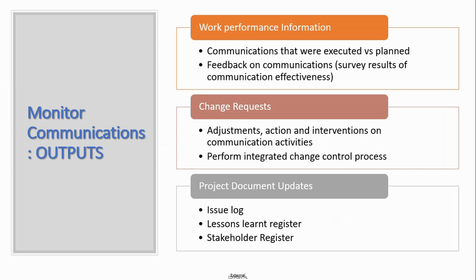So in monitoring, directly coming to the outputs, basically what you're trying to achieve is to see whether your communication has been as expected. So you can actually do a survey and see how effective your communication has been. You can do a survey to your team members or even to your stakeholders, and see whether you have been effective in communicating project statuses or updates about your project to your stakeholders.